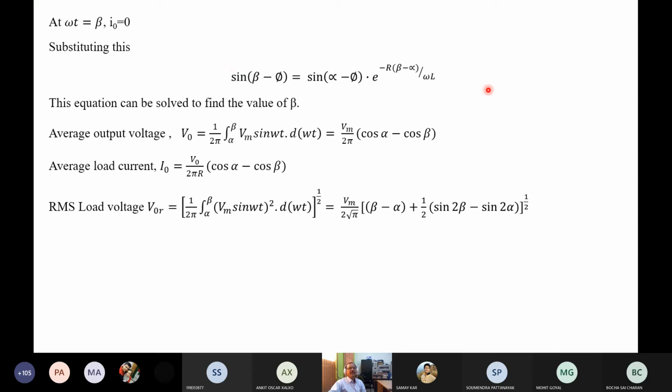So average voltage is 1 by 2 pi, alpha to beta. It's not alpha to pi, because the current is flowing a little bit more ahead of pi because of the inductive load. Alpha to pi, Vm sine omega t d omega t. So Vm by 2 pi, cos alpha minus cos beta. Average load current is V naught by R. Average and RMS load voltage is this.